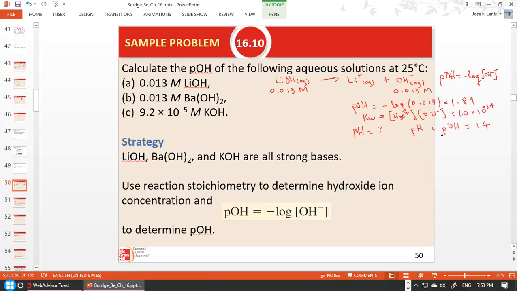Which one do you want to use to find pH? You can use either one to find pH. One is a long way and the other one is short way. Since we already walked up to here to find the pOH, we can just plug that number here and find the pH. So pH equals 14 minus 1.89.